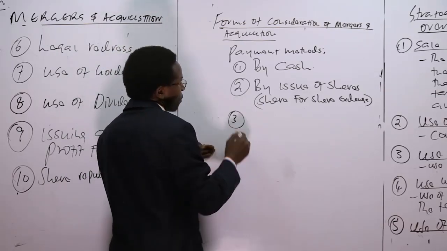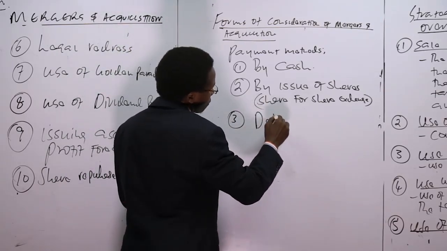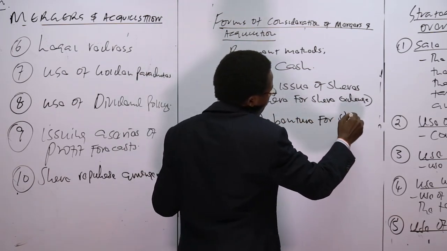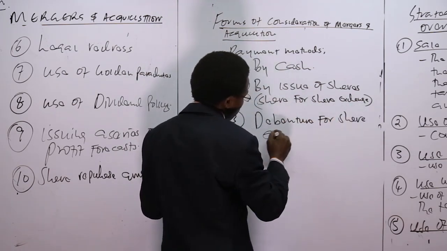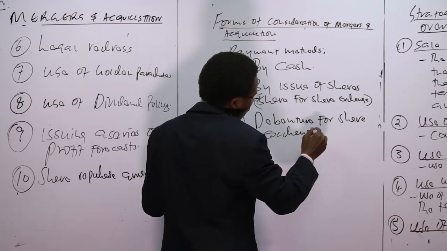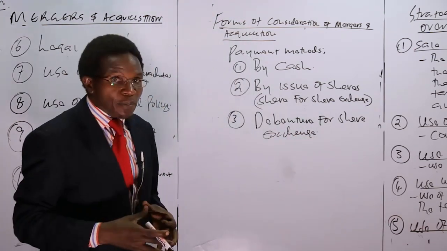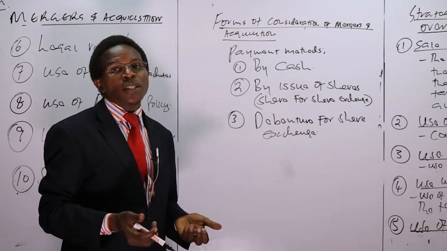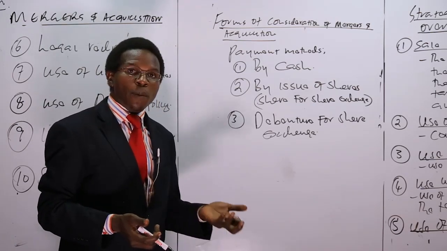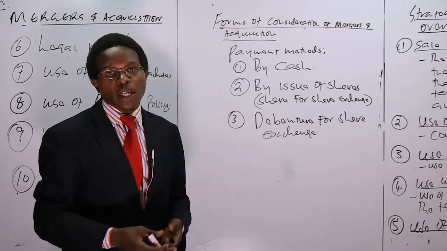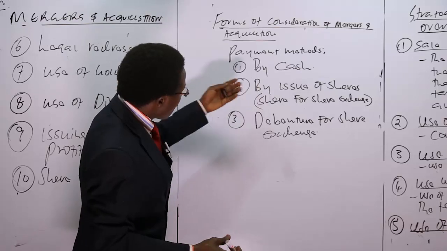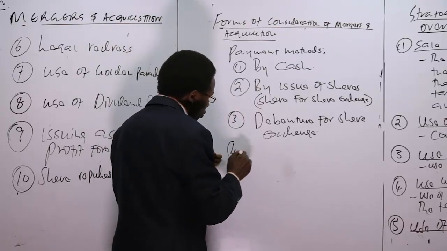Then we may also have debenture for share exchange. This means that the shareholders of the target become debenture holders of the predator, or they become debenture holders of the new bigger company that they have merged. So this is, and we may also have a combination.